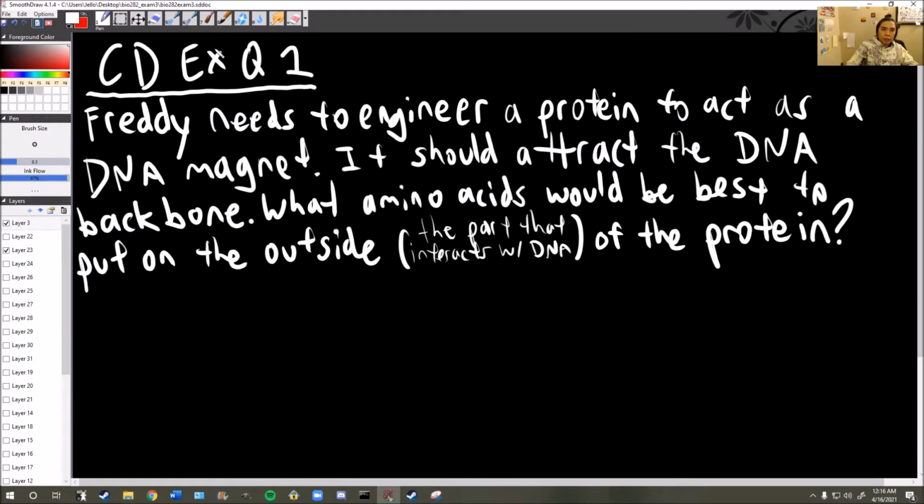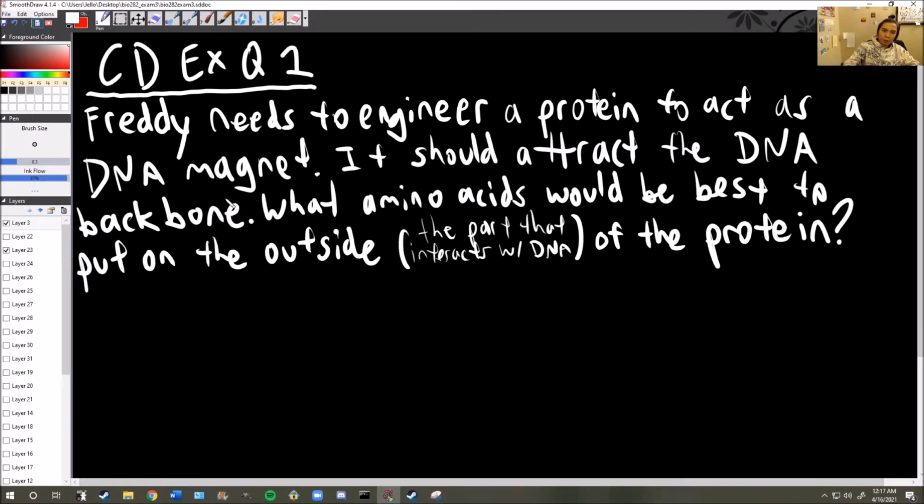Starting off with central dogma, example question 1. Freddy needs to engineer a protein to act as a DNA magnet. It should attract the DNA backbone. What amino acids would be best to put on the outside, the part of the protein that interacts with DNA? So this question is asking, given the characteristics of the DNA backbone, what kind of amino acids has a high chance of interacting with it? Where interacting means they have favorable characteristics, they stick to each other, or they have a high chance of sticking with each other.